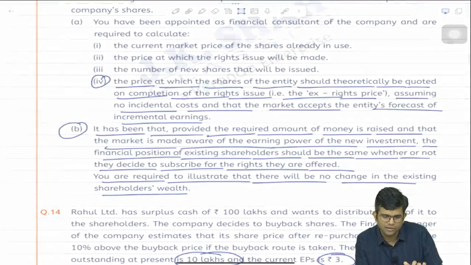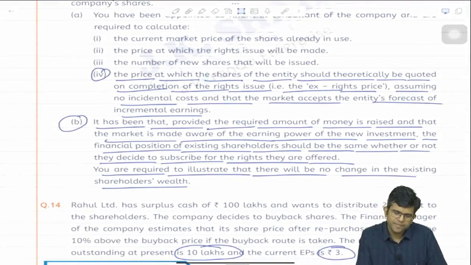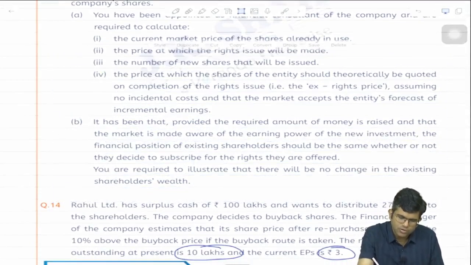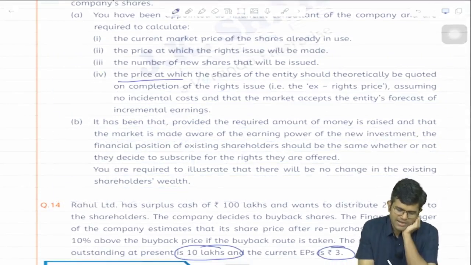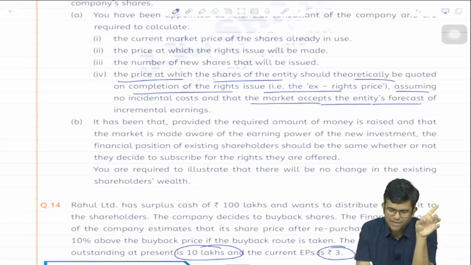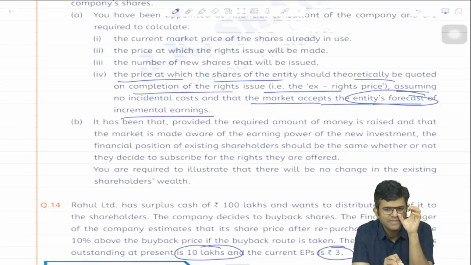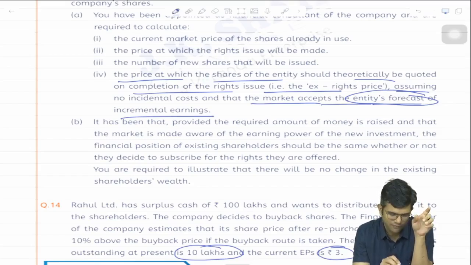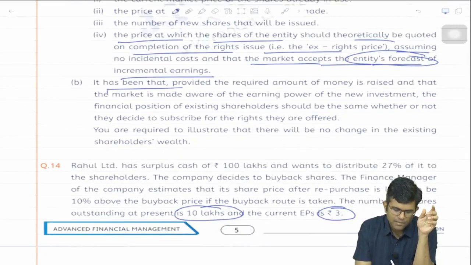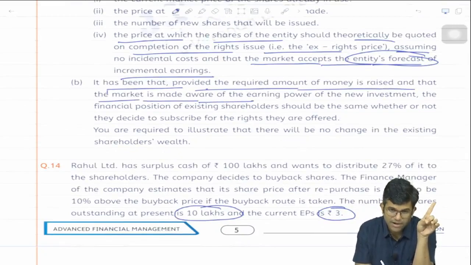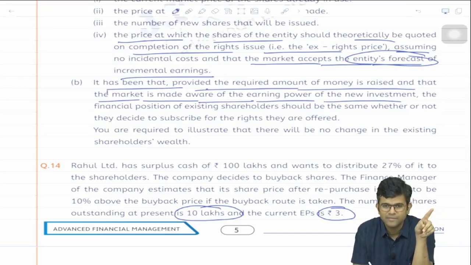So what are they asking in the question? Now see the language that they have used, you will understand now. So read point number 4 again. What is the ex-rights price assuming that the market accepts the forecast of earnings? They are basically trying to tell you that whatever PV of CI you will get, you take it into consideration like that. Everyone clear? That is point number 4. Point number 5. Provided the required amount of money is raised, the market is made aware of the earning power of the new investment.